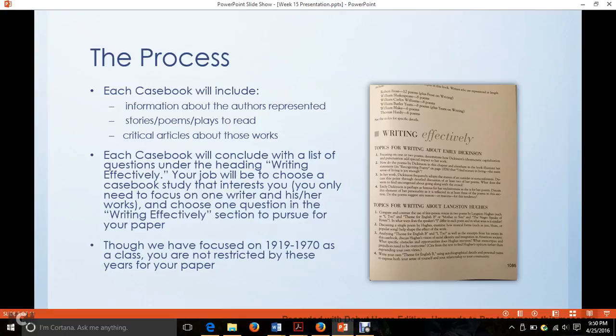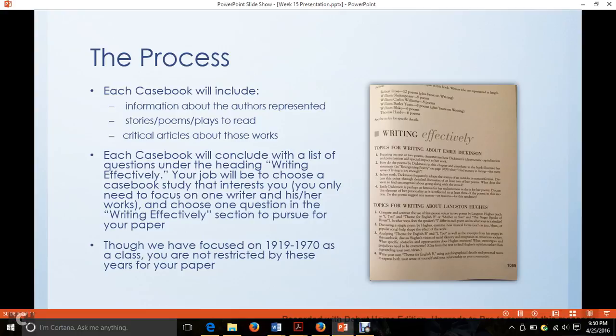Of course, we have some chapters that focus just on one work, but in the sense of the poems, they have multiple. Sometimes there's multiple stories, so it depends on the chapter, but generally they're going to share several things by the author for you to read. And then there's also critical articles about the works.